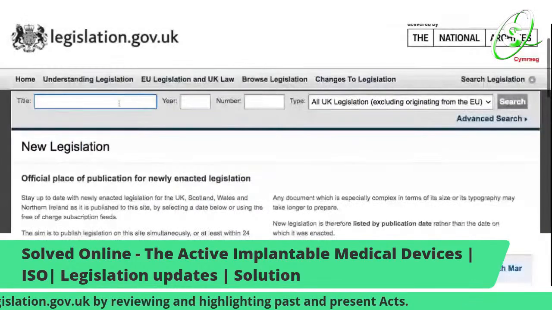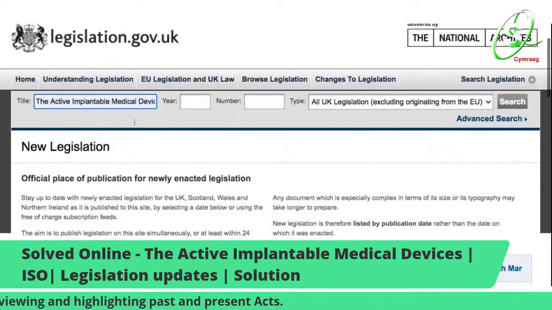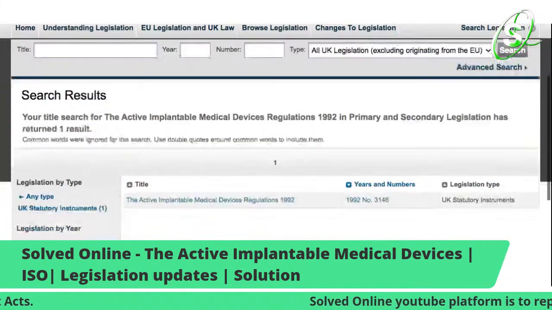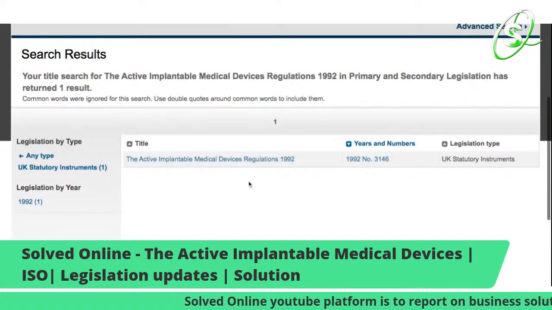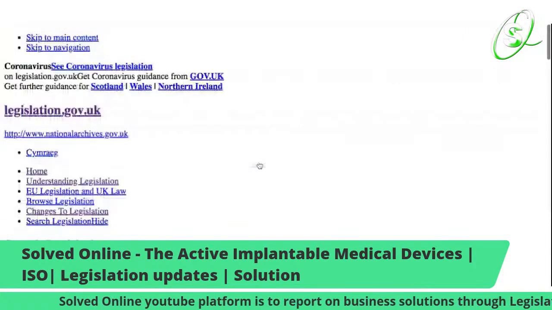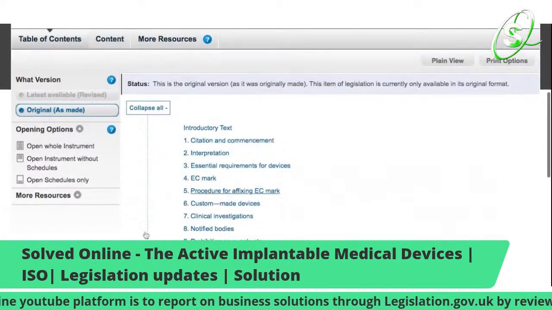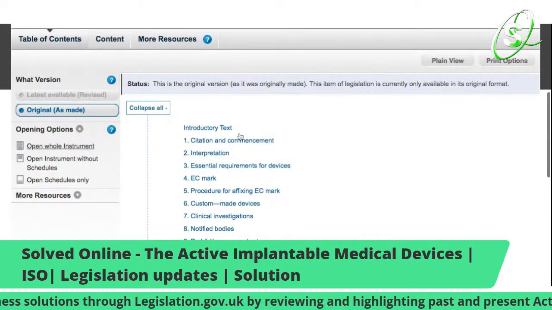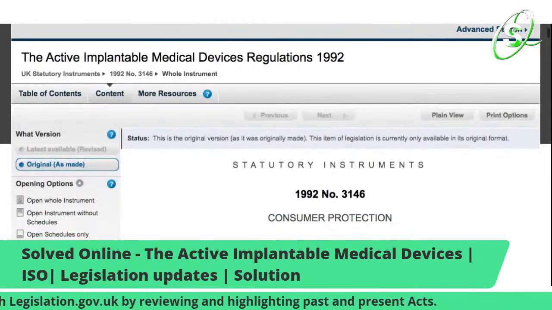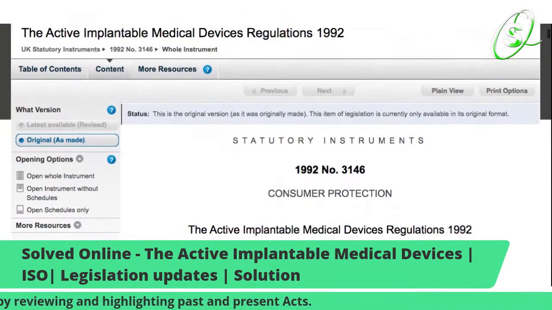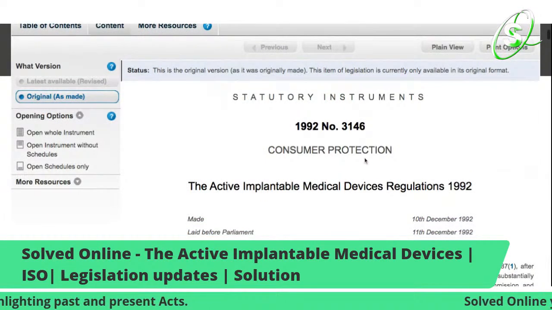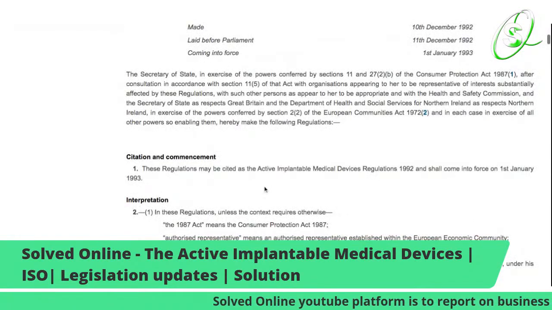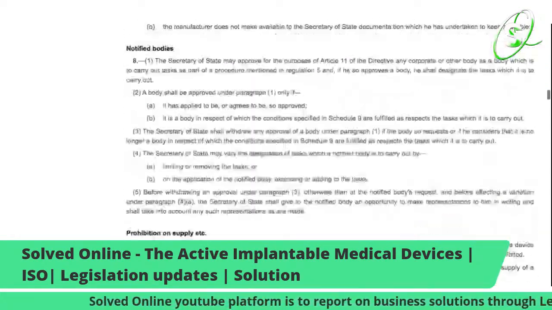So we're gonna go also to the act, and this is very important. This is the Active Implantable Medical Device Regulations 1992, and this is very important to understand. We've reviewed this act a few times, so we're gonna go straight into it. As you can see, the Active Implantable Medical Device Regulations 1992, and it shows you consumer protection. So we're gonna go straight down into it right now, so we can show you exactly what is taking place.